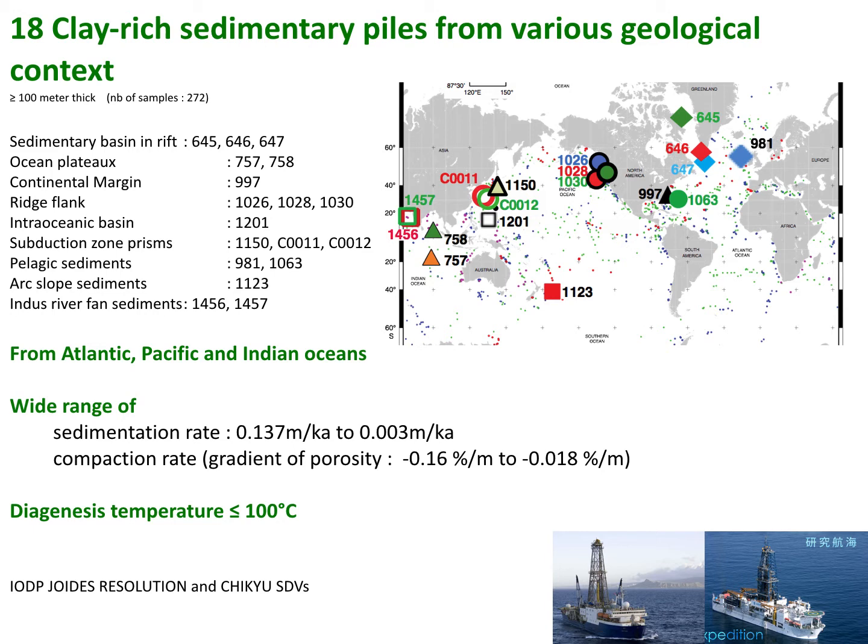They were deposited in diverse geological contexts: basins, divergence zones, convergence zones, and elsewhere. These sediments cover a wide range of sedimentation rates, from fast to very slow, and a wide range of compaction rates, that is, reduction of porosity as a function of depth. So, with this set, we have a good sampling of the diversity of clay-rich sediments at the bottom of the oceans.